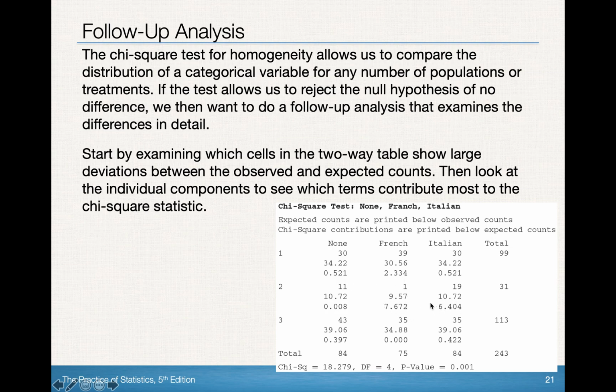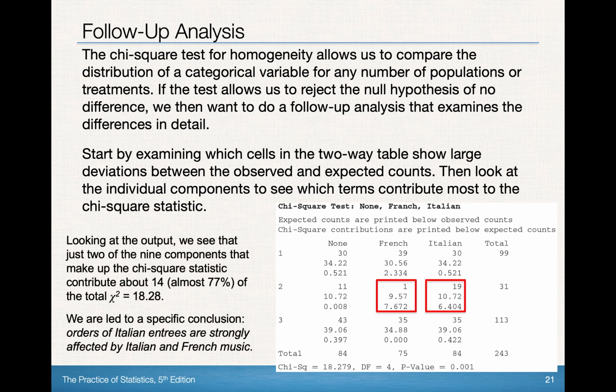7.67, 6.404. Okay, and your task is to do a follow-up analysis, because in this chi-square test we did reject the null hypothesis. We should go ahead and do a follow-up analysis. And looking at this, you can see that there are 2 really big contributors. There are those 2 right there. Those are the French music playing and the Italian music playing, and it's looking at the Italian entree chosen.